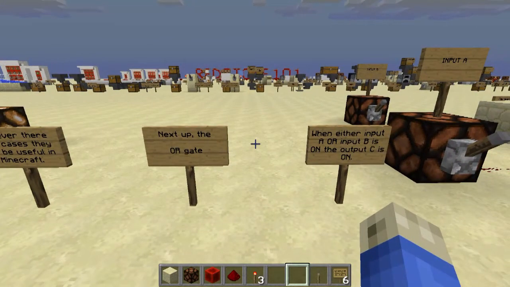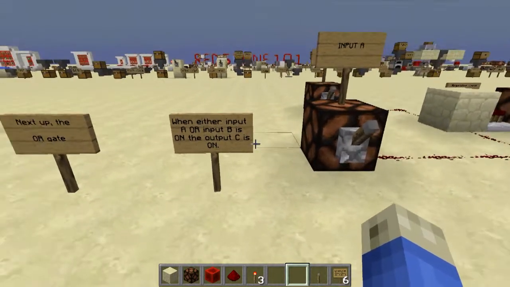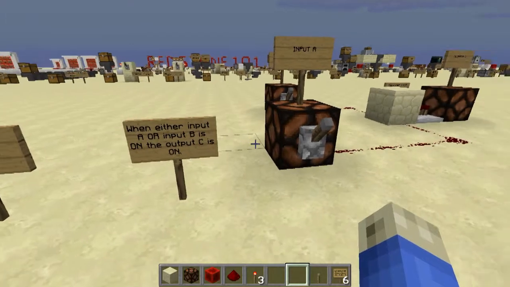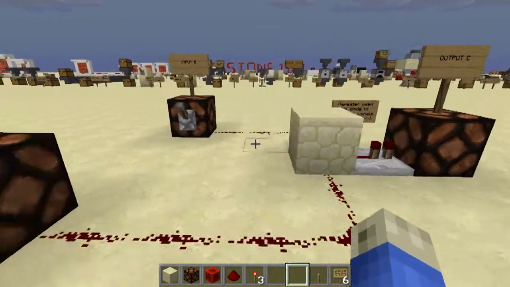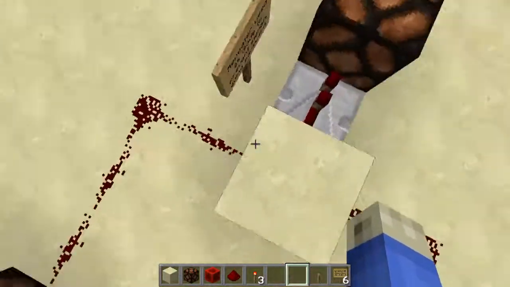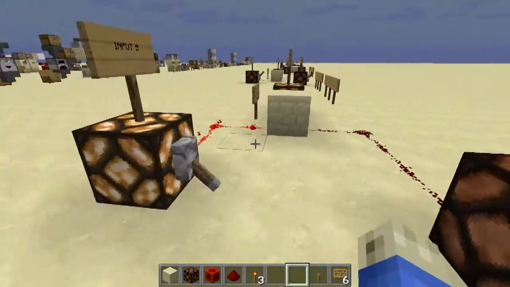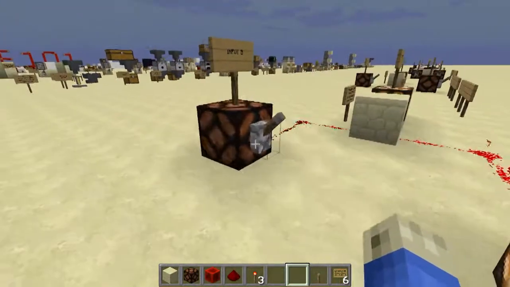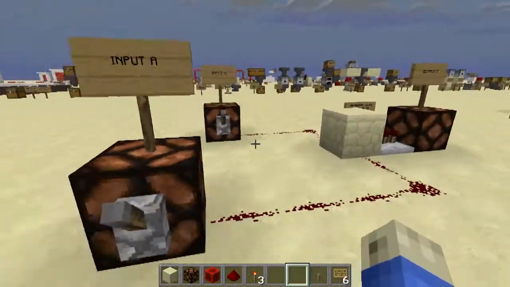Next up is the OR gate. This also takes 2 or more inputs. And it's a pretty simple logic. When either input A or input B is on, the output C is on. So here we've got two input nodes and our output node. Simply signals flowing into the same block and going out. So when either one is on, the output light will be on as well. That one's on, this one's on. If they're both on, it'll be on, it doesn't matter. But as long as one of them is on, that'll be on.